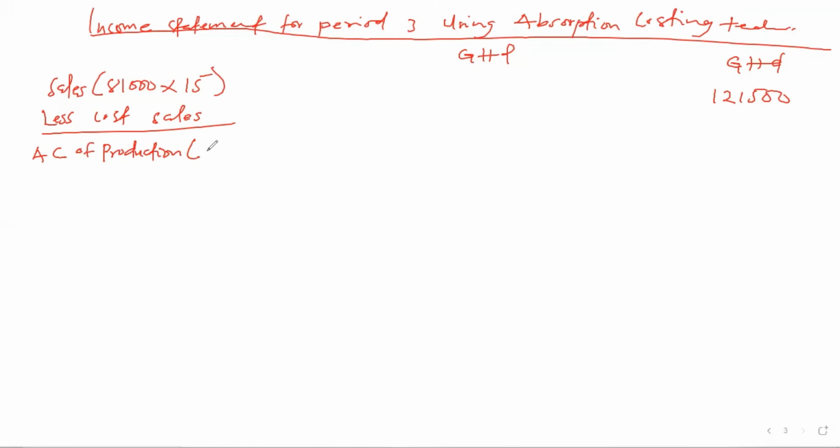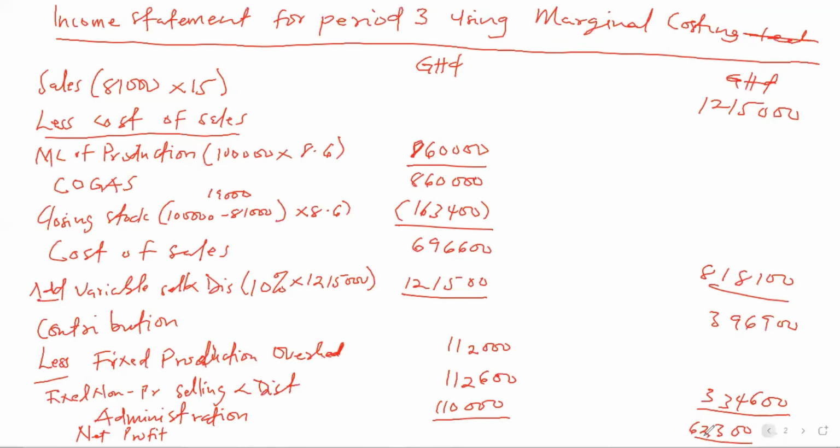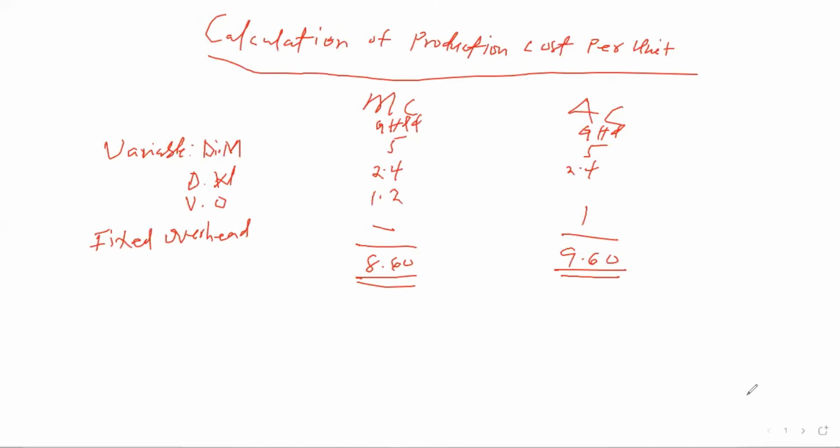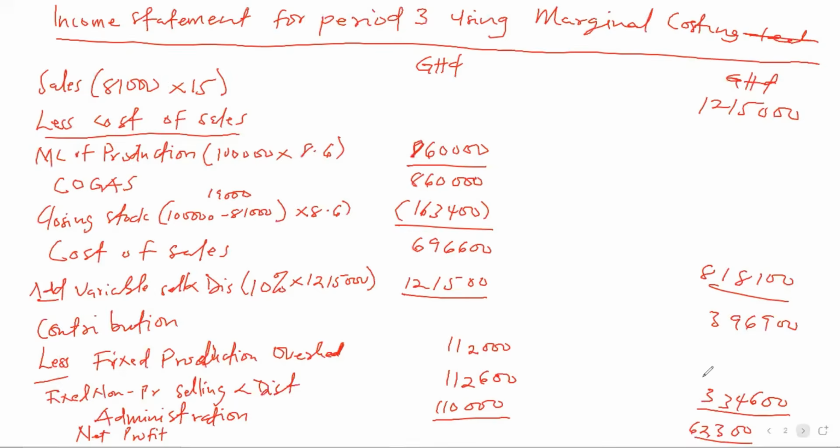And we produced 100,000. So we are going to multiply this by the production cost per unit. But when we calculated the production cost per unit under the absorption costing technique, we had 9.6. So under the absorption costing technique, you're not going to use the 8.6 anymore. That is the only change that you see there. So we are going to use 9.6.